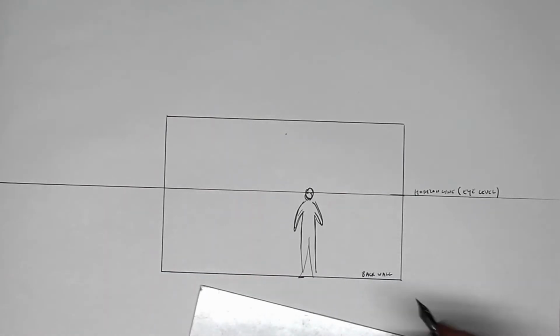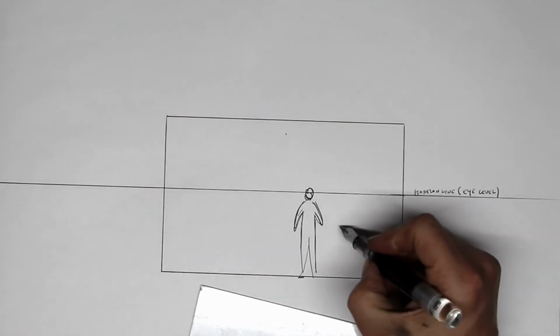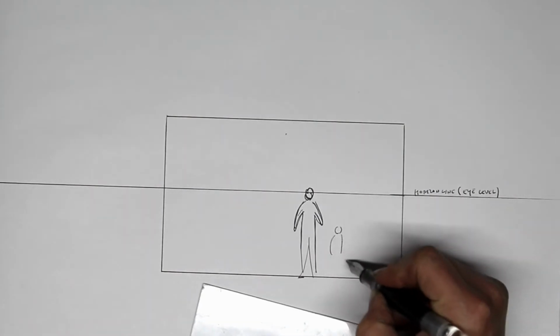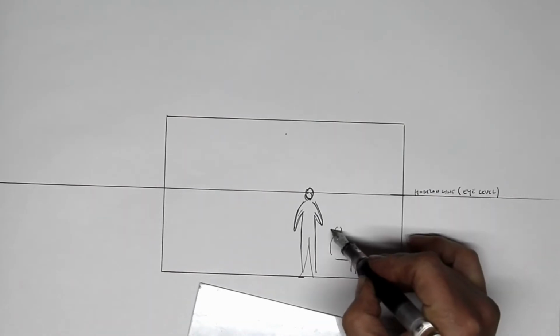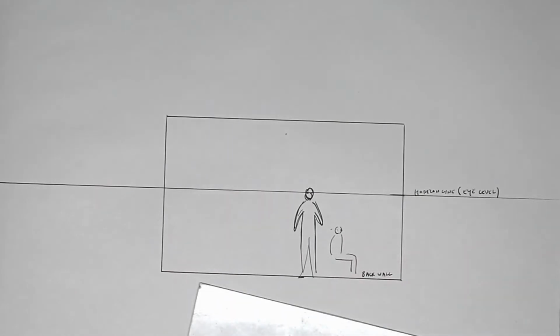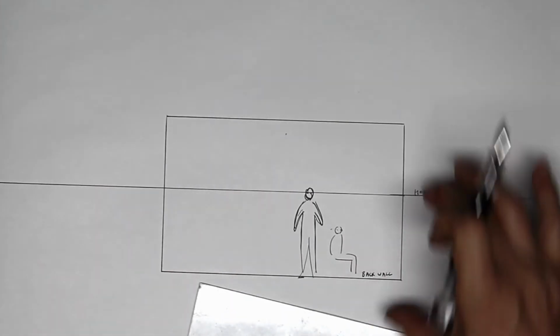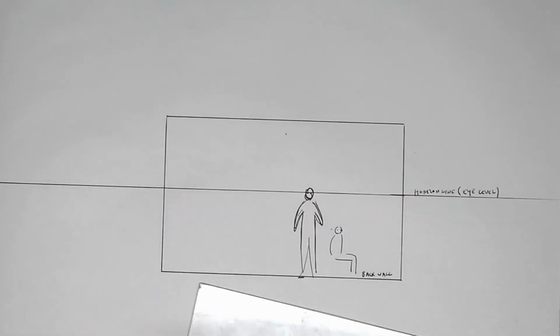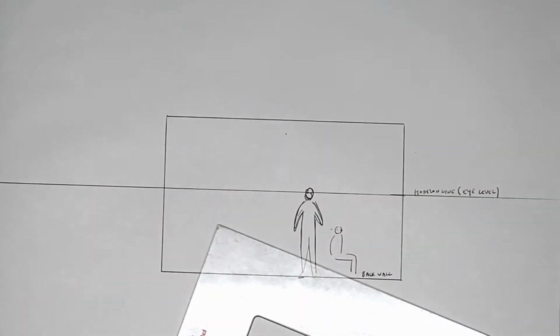So if I'm seated, my horizon line would drop. If I'm at a seated position like this, seated in a chair, my horizon line would be here. If I'm standing on a ladder, the horizon line would be higher. Horizon line changes depending on where you are in the room.